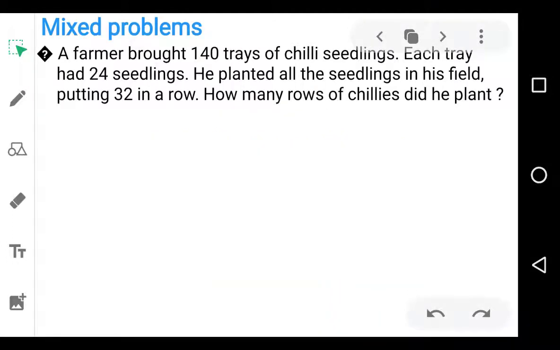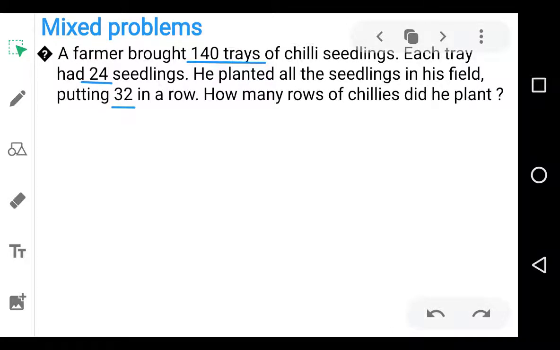See the first example. A farmer bought 140 trays of chili seedlings. Each tray had 24 seedlings. He planted all the seedlings in his field, putting 32 in a row. How many rows of chilies did he plant? See, there is a farmer. He bought 140 trays of chili seedlings. Each tray had 24 seedlings and he planted all the seedlings in his field, putting 32 in a row.